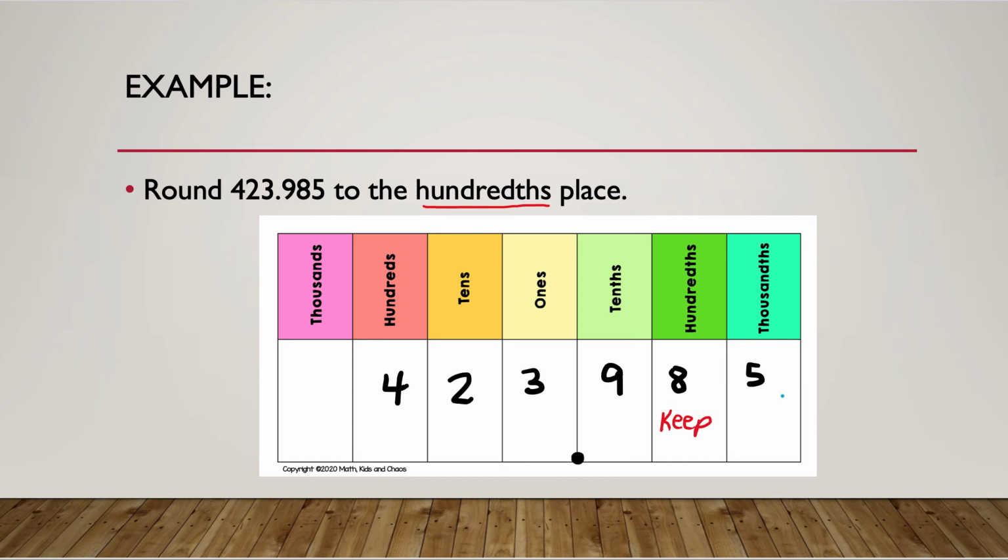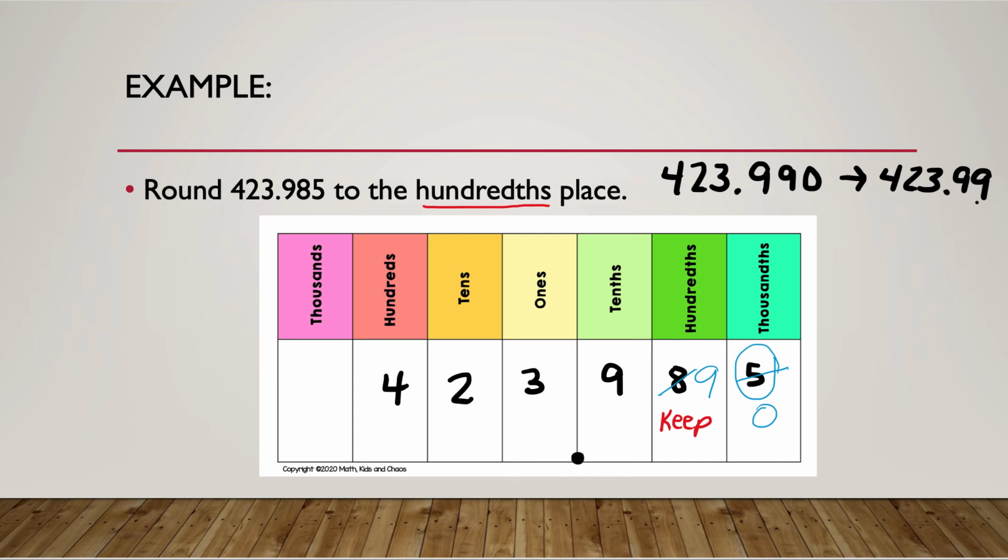So again, we're going to look to the right of that. And if the number that I circled in blue is 5 or more, remember that you're going to add 1 to the keep place. So this is going to become 9. And everything to the right turns into 0. All right, so what do we end up with? 423.990. And again, we want to drop any zeros on the right-hand side. All right, so 423.99.